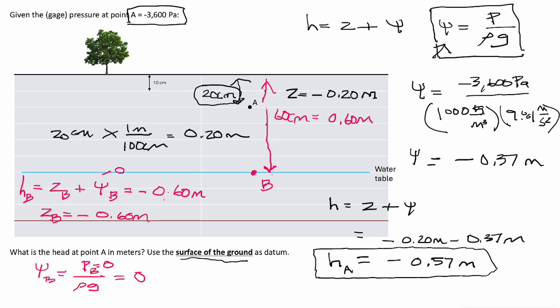We'll write them down in different colors just so that we're clear what we're comparing. On the water table, the head was equal to negative 0.60 meters. At point A, the head was equal to negative 0.57 meters. Which is a larger number? The head at point A is actually larger, closer to 0. The head at the water table is more negative. So therefore, the water will be flowing down between point A and the water table.